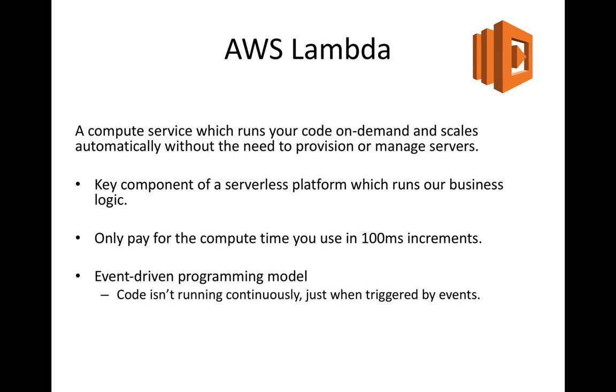And again, AWS Lambda functions follow an event-driven programming model. So Lambda functions are not running continuously. When you write your Lambda function, it's not like a service that's sitting in the background just waiting for requests. The Lambda function will only execute when it's triggered by some sort of event. And you get to define what sort of event will trigger your Lambda function.